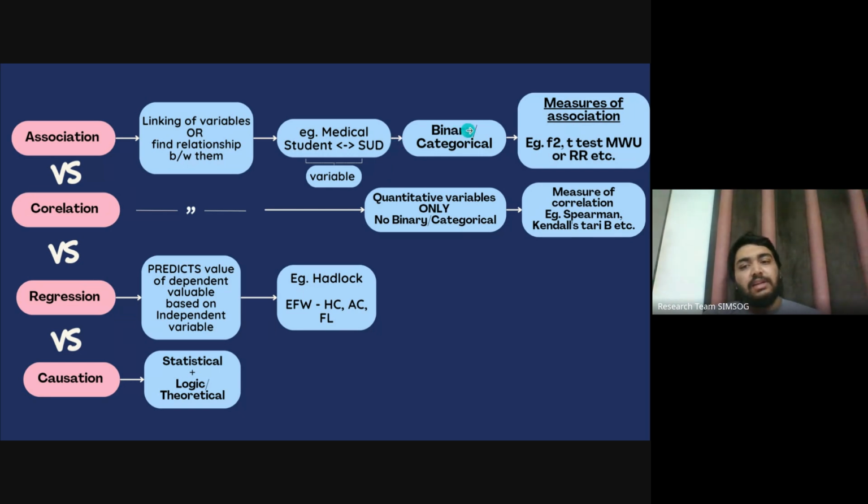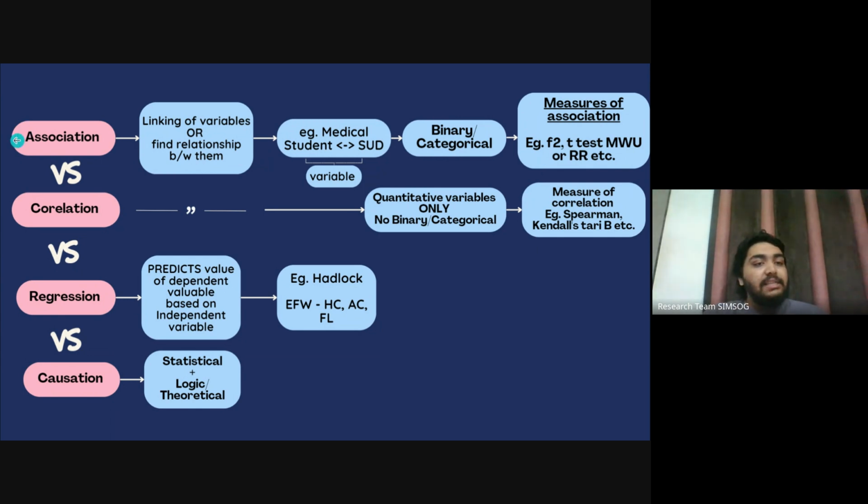Very often it can be done for binary as well as categorical variables. And for this we use measures of association, wherein we can use the t-test, the chi-square test, the Mann-Whitney test, or, if you remember from the previous sessions, things like odds ratio, relative risk, and so on. All this is what we call measures of association, where we see whether one thing is related to another.